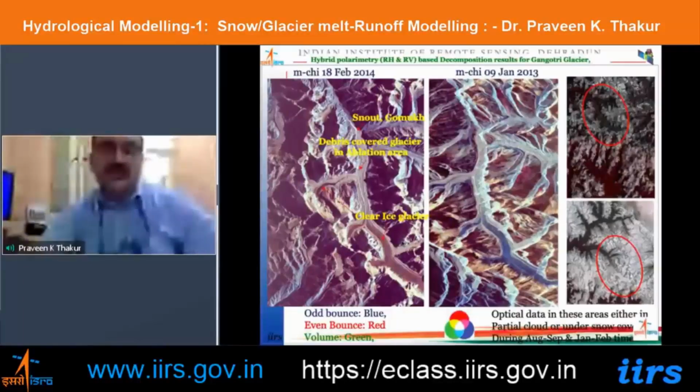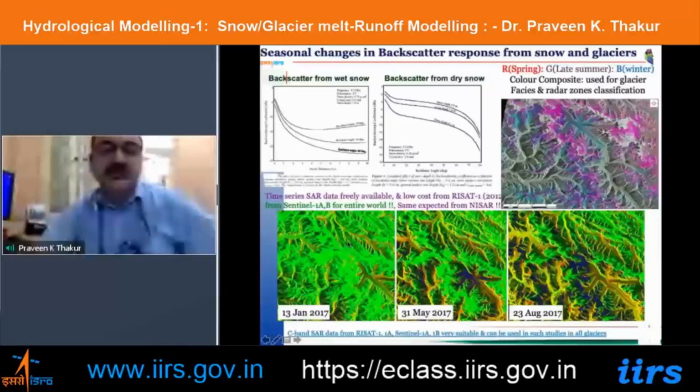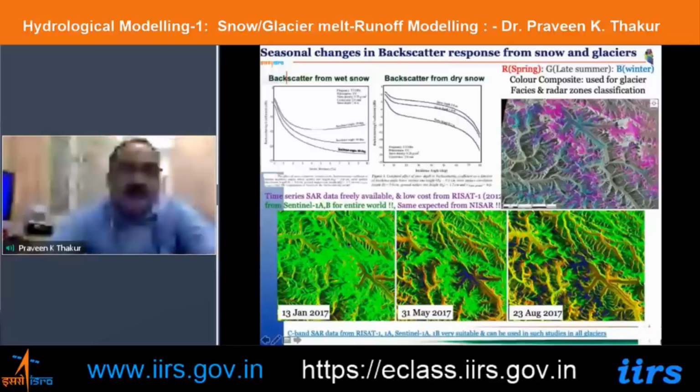For example, this is Gangotri in the winter, this is Gangotri in the monsoon. Irrespective of the cloud cover in the monsoon season or in the winter time period, I am able to see the various clean ice, debris covered ice and other features using the radar data. This time series is for the wet snow, this is for the dry snow. In the wet snow, backscatter is generally low. In the dry snow, backscatter will be generally high. So once we make this kind of time series composites, we can identify the dry snow zone, which is usually not found in Himalayan glaciers.